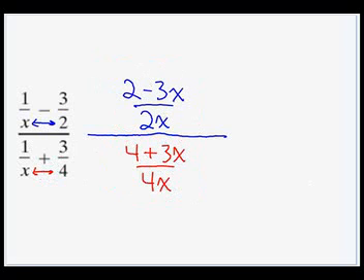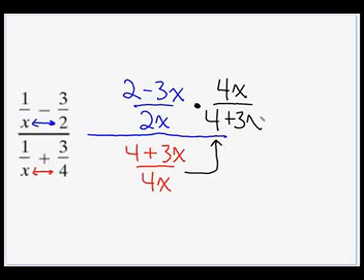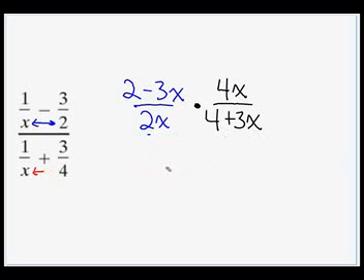I can invert and multiply. Multiply by the reciprocal. So I'm going to bring this up and flip it, and this will turn into a multiply problem. Now my 4x is in the numerator, and 4 plus 3x is my denominator. So is there anything here I can cancel? Well, if I look on this diagonal, these x's will cancel. And then I can treat the 4 and the 2 like a fraction. 4 over 2 will reduce. If I divide by 2, this divides out to a 1. And 4 divided by 2 is 2.